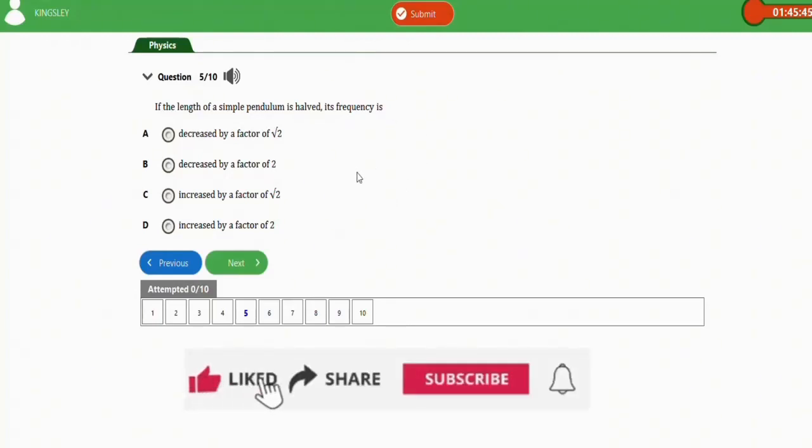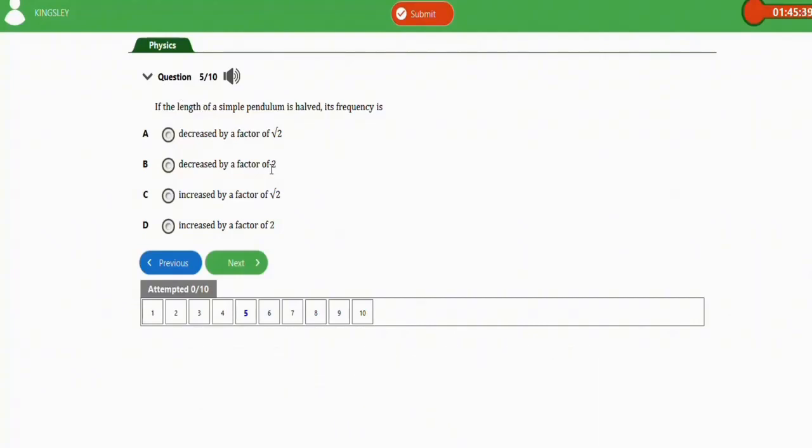Alright, so looking at this question, also take note of this particular question. I have often seen it repeated. So for this question, the correct option will be option D. If the length of a simple pendulum is halved, its frequency will be increased by a factor of 2.